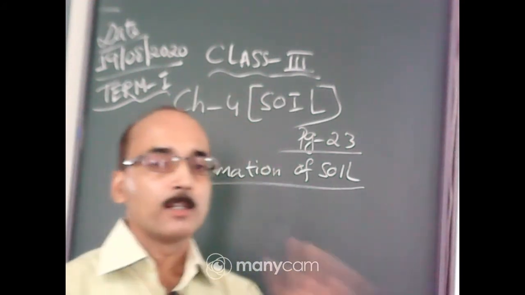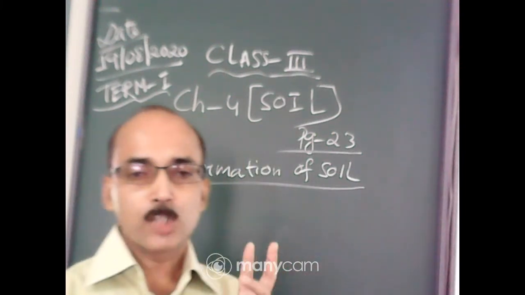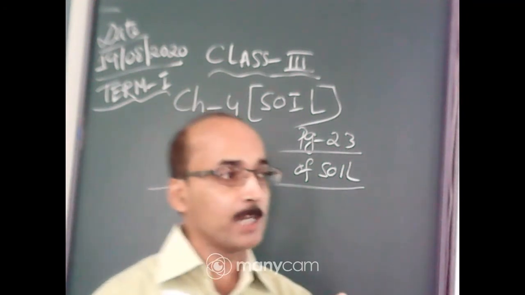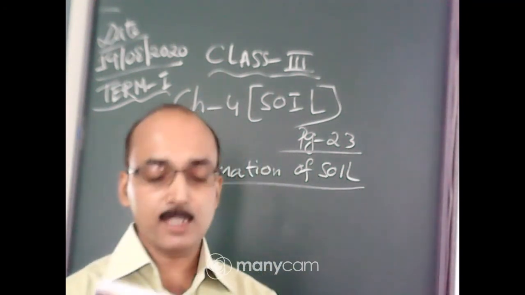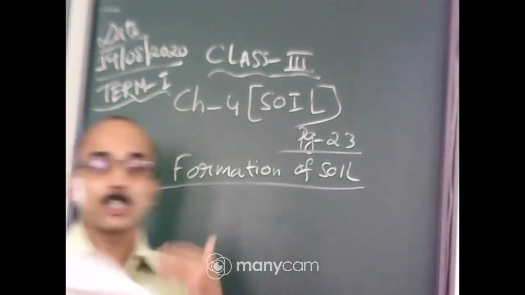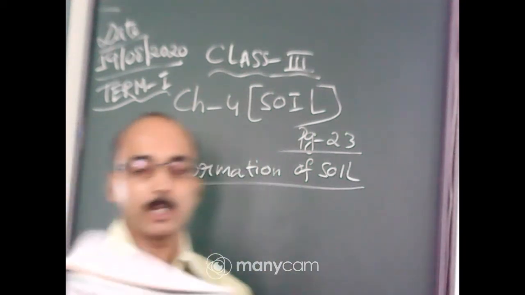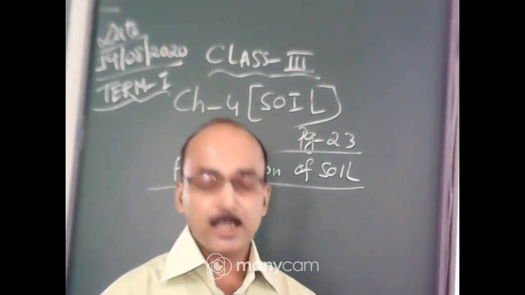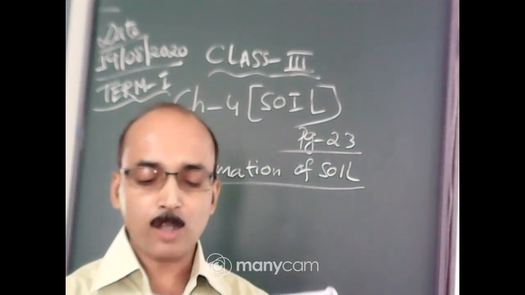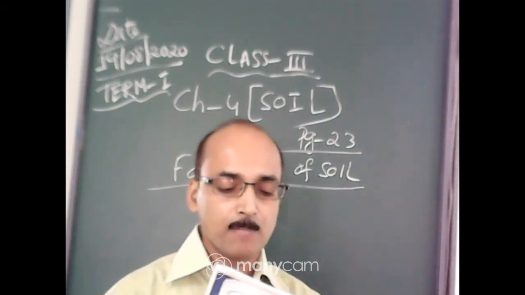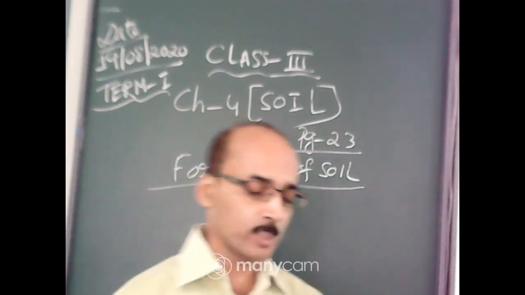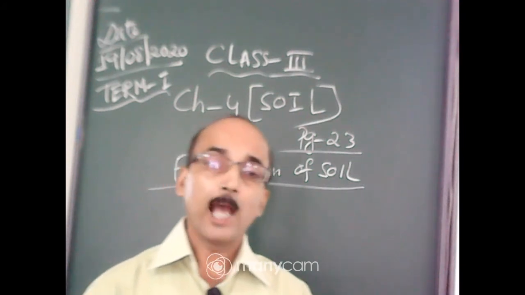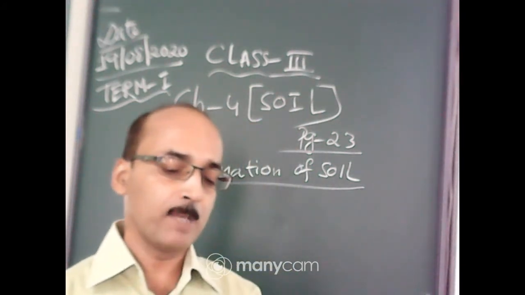So now the rocks have become tiny, very minute particles. Dead plants and animals get mixed with these pieces. Thus, this way soil is formed. So this is your explanation for the formation of soil. Soil is a mixture of tiny pieces of rocks and remains of dead plants and animals. You underline this one, very important. Soil is a mixture of tiny pieces of rocks and remains of dead plants and animals.